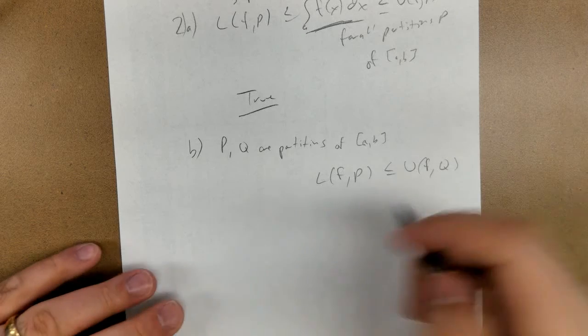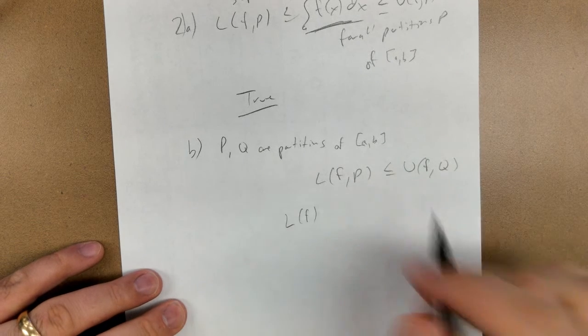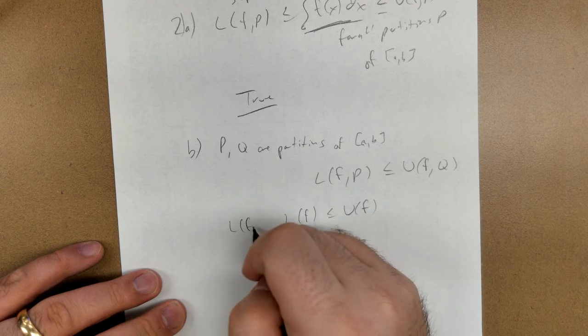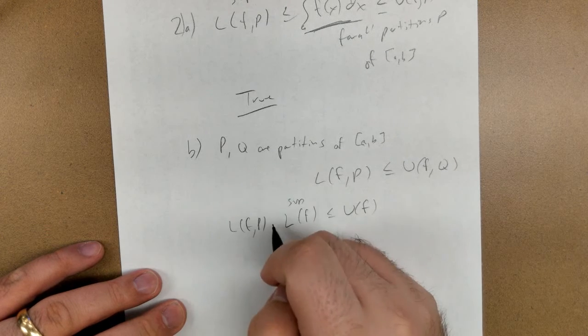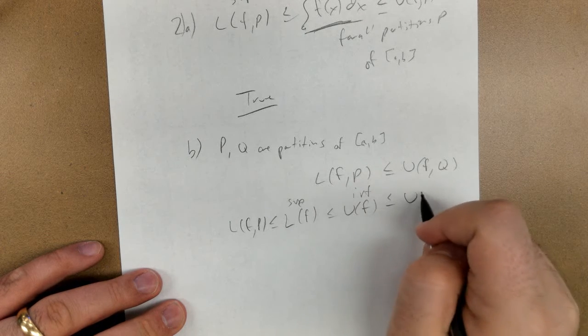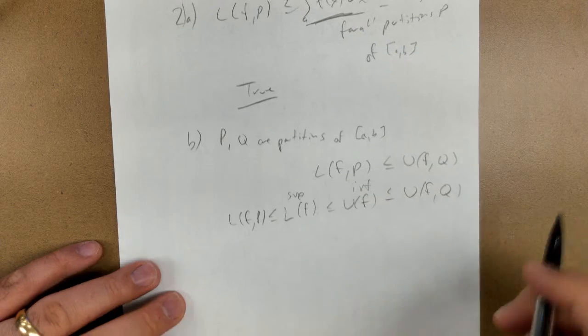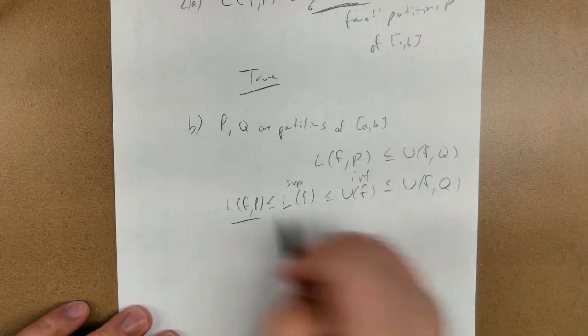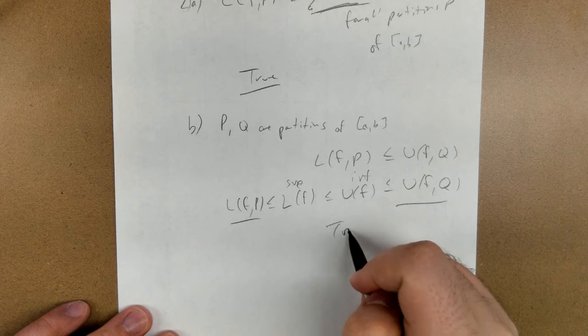However, you always have that the lower integral is less than or equal to the upper integral, and any lower sum, remember that this thing is a sup, so that would be below this, and that this thing is an inf, so this would be below any upper sum. So if you believe all of those things, then this is true. So this problem is true.